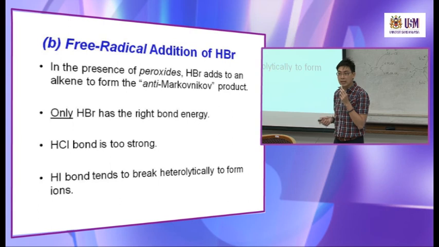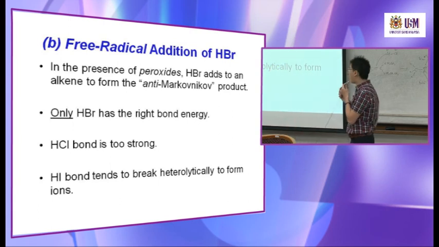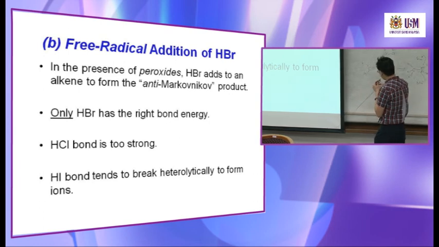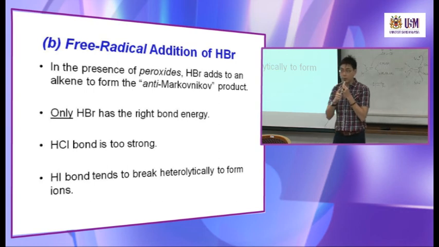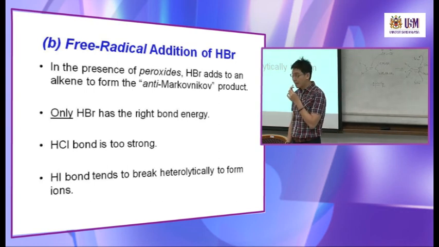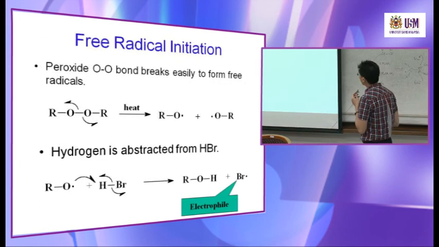So for any radical reaction, the bond cleavage is homolytic. Why homolytic? It means that in HBr, for example, each atom donates half. We use a single arrow for homolytic cleavage. Okay, so let's see the initiation step.